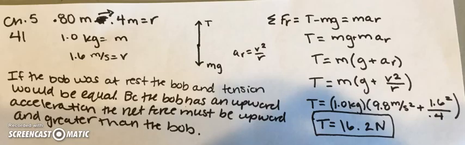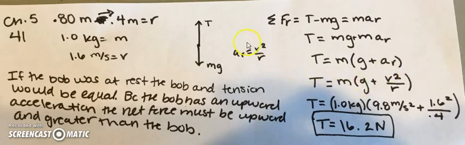So you come over here, and the summation of the radial forces is equal to tension minus mg, or mass times gravity, is equal to mass times radial acceleration. So you add mg to both sides, T equals mg plus m a_r, and then you factor out an m, T is equal to m, open parentheses, g plus a_r, gravity plus radial acceleration.